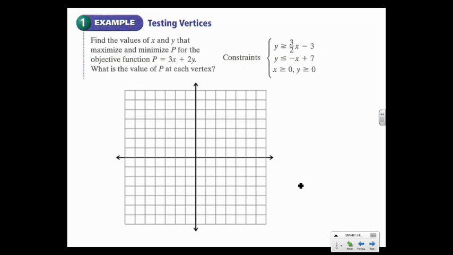All right? Okay, so let's do an example here. We've got a couple constraints over here, and I'm going to graph them. First one, I'm going to go down 3. 1, 2, 3, make a dot. From there, I'm going to go up 3 and over 2. Up 3, over 2. There we go.